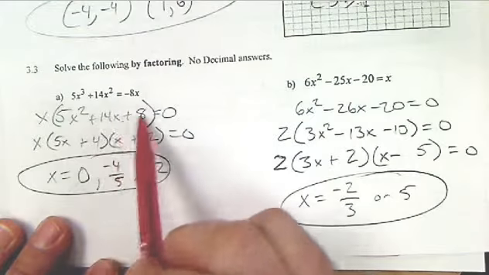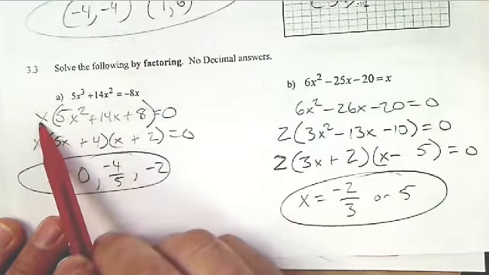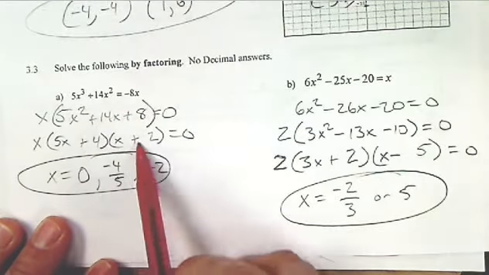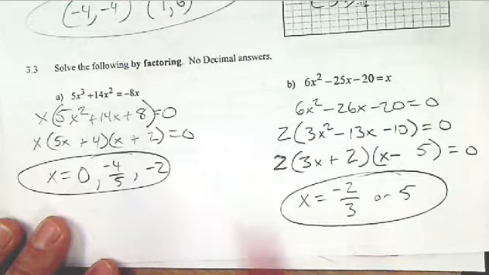We're just getting it equal to 0 and factoring. So I pulled out the common factor of x. That'll give me the 0. Factor this part. And then that's how I got those two answers.